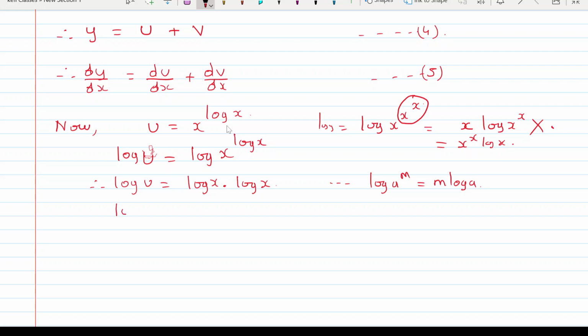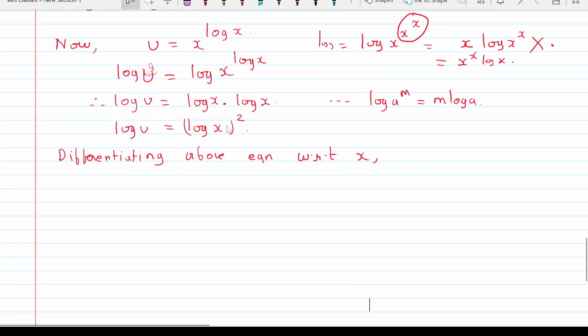Now this, log u is equal to log x the whole square. Okay, so we have used the laws of logarithms. Now what we have to do? Derivative. Okay, with respect to x, differentiating. Remember what our target is. We want to find dy by dx, and for that we require du by dx. We need two things, right? So differentiating above equation with respect to x, what will happen over here?